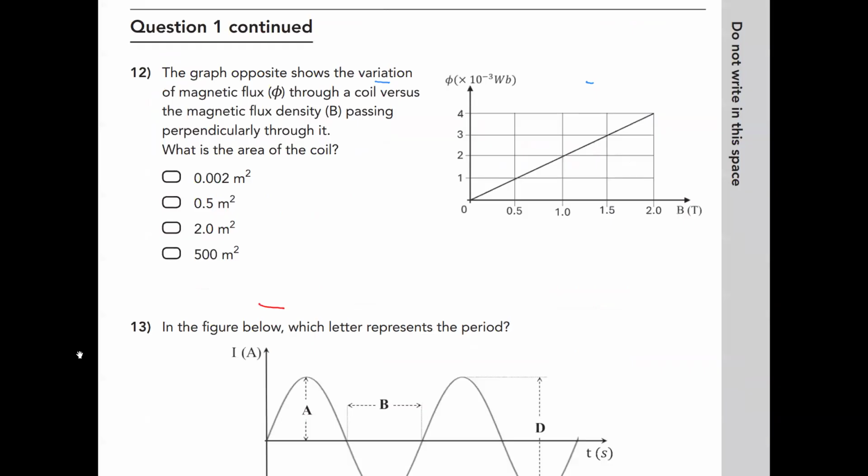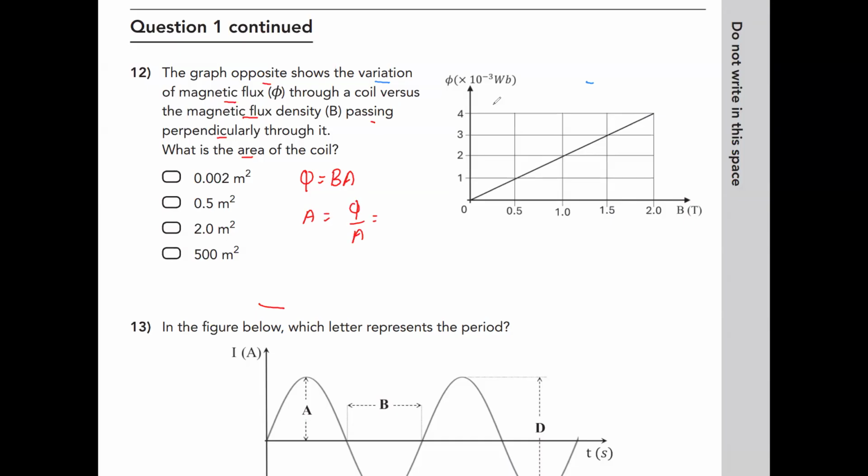All right. Question number 12. The graph opposite shows a variation of magnetic flux through the coil versus the magnetic flux density passing perpendicular through it. What is the area of the coil? Obviously, we know the formula, that is phi is equal to BA. We have to find the area, so area is equal to phi divided by B.